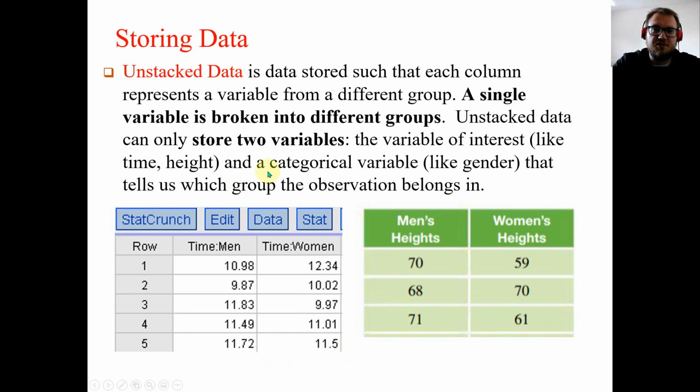So here's examples of unstacked data where we have the race times for men, and then we have the race times for women. So we could easily convert this from stacked data to this. And then another example is men's heights and women's heights. We could clearly take this out of a stacked data set.